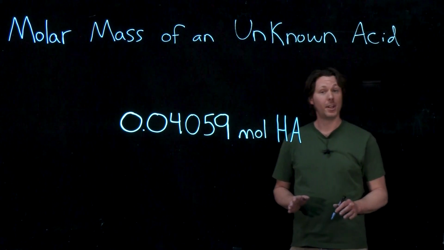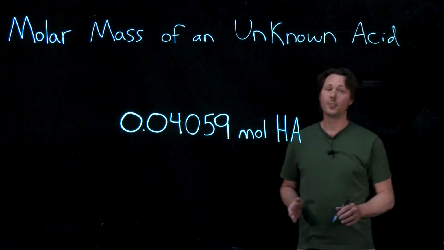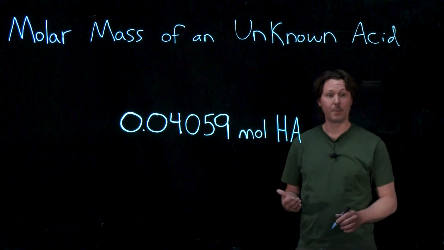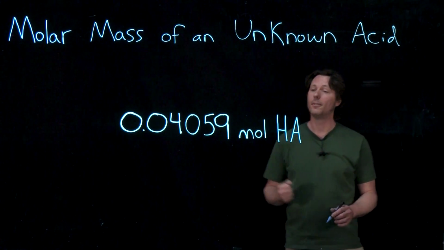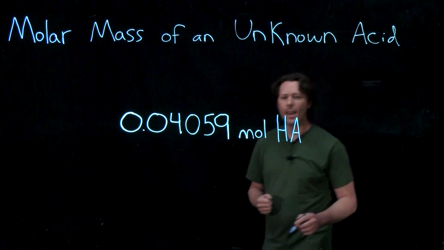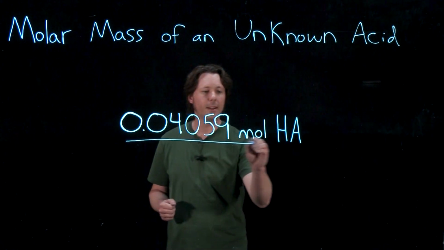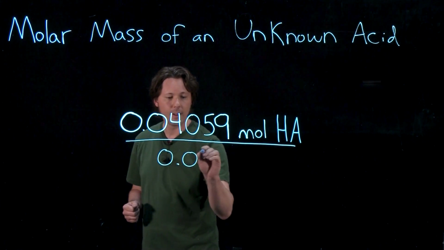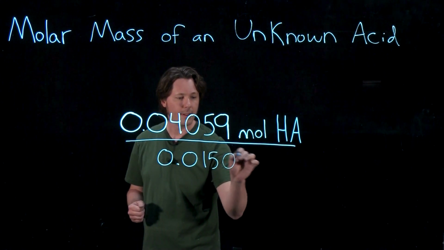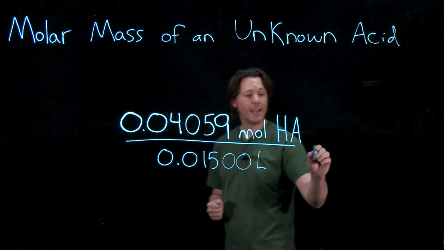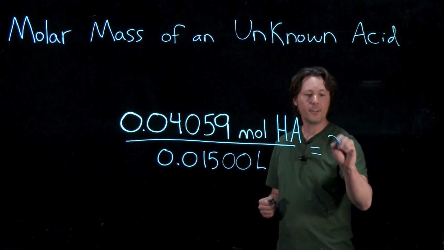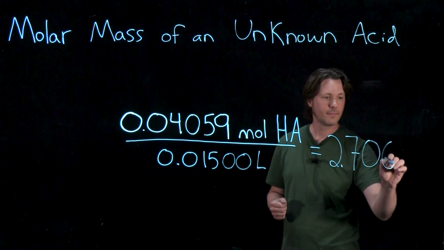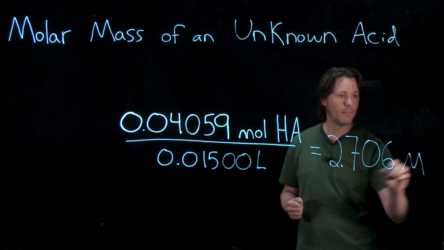Now that we know how many moles of unknown acid were titrated, we can calculate the concentration of their solution by dividing moles by volume, where the volume in this case is equal to that of our volumetric pipette. For this example, we had 0.04059 moles of unknown acid, and if our pipette volume was 15 milliliters, then we divide this number of moles by 0.01500 liters. And this gives us a concentration of 2.706 molar unknown acid.